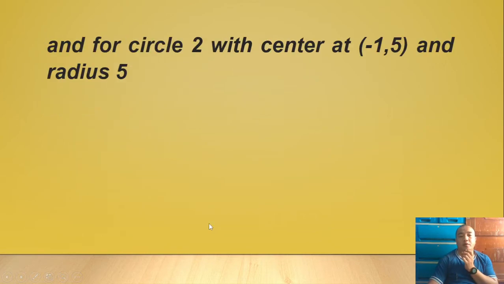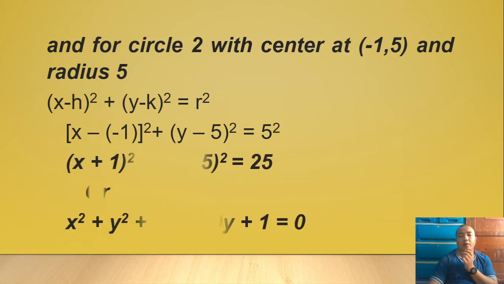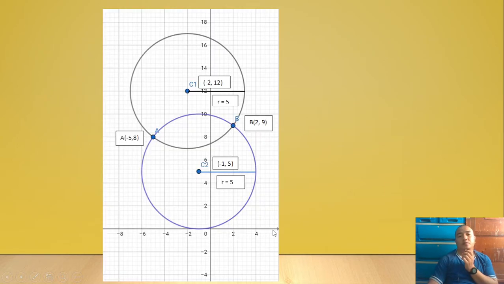That's the equation for circle 1. How about for circle 2? Center negative 1, 5, radius 5. Substitute h, k, and r in the standard form of the equation of a circle. So we have (x + 1) squared plus (y - 5) squared equals 25, or x squared plus y squared plus 2x minus 10y plus 1 equals 0, since 1 plus 25 minus 25 is 1. This is the equation for circle 2.